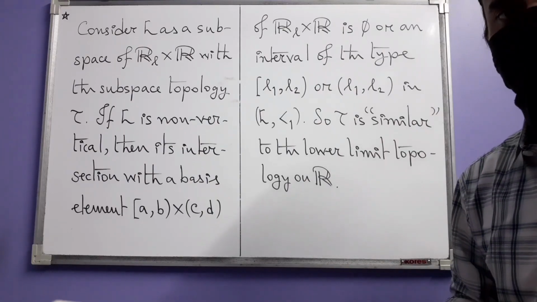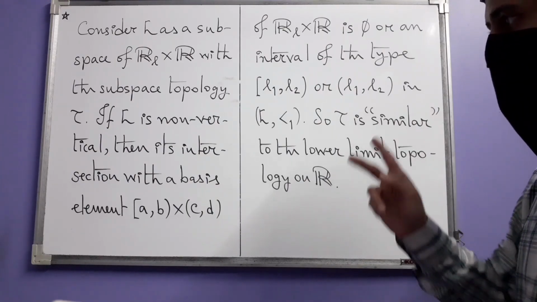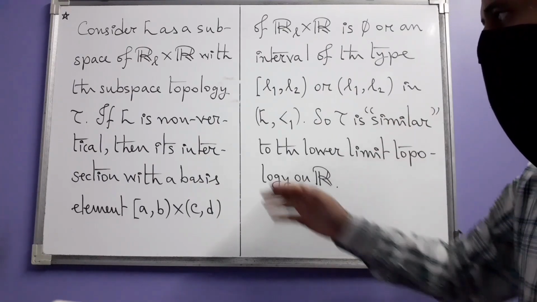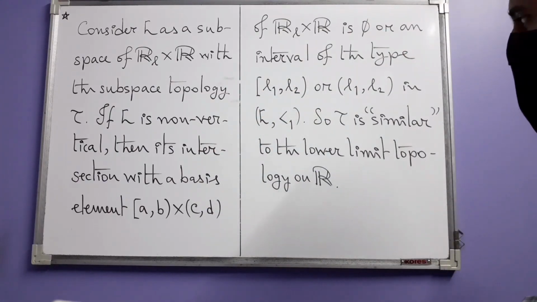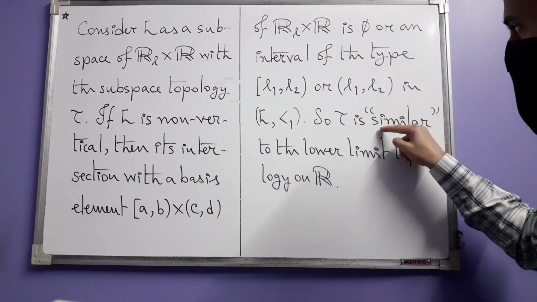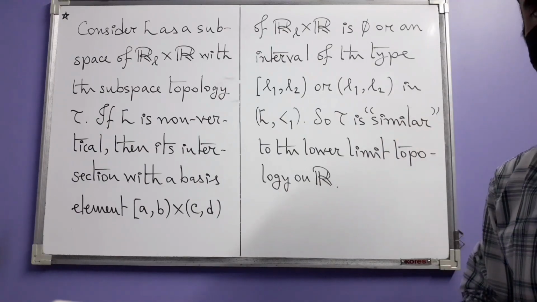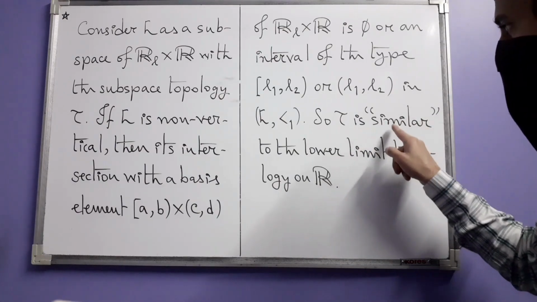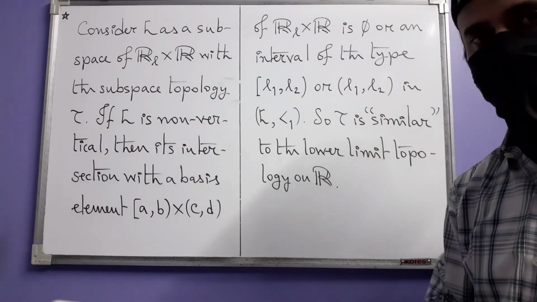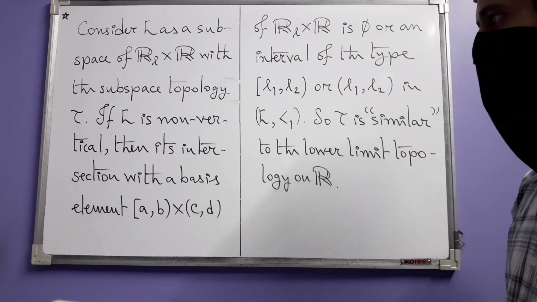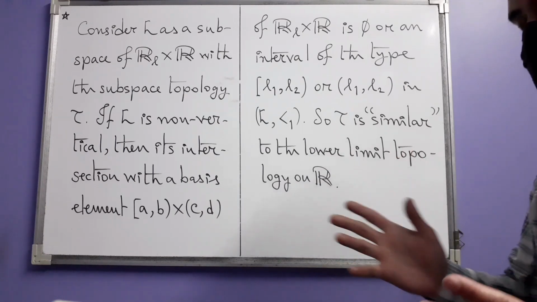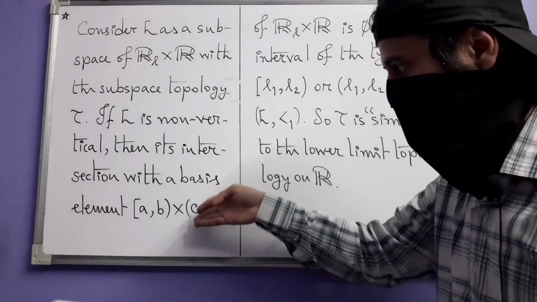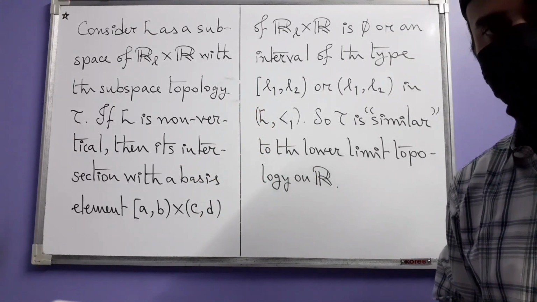But what is going on here? We have to understand two things. How exactly this is true, that is one thing. And the other thing is, what does this last line mean? What does it mean for tau to be similar to the lower limit topology of R? Oh, and by the way, why did we consider this intersection in the first place?